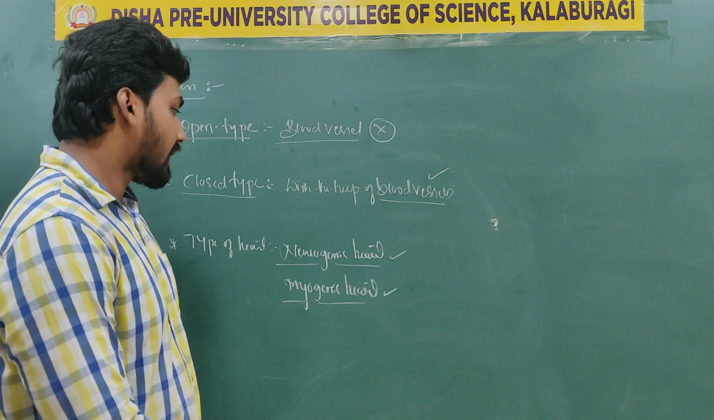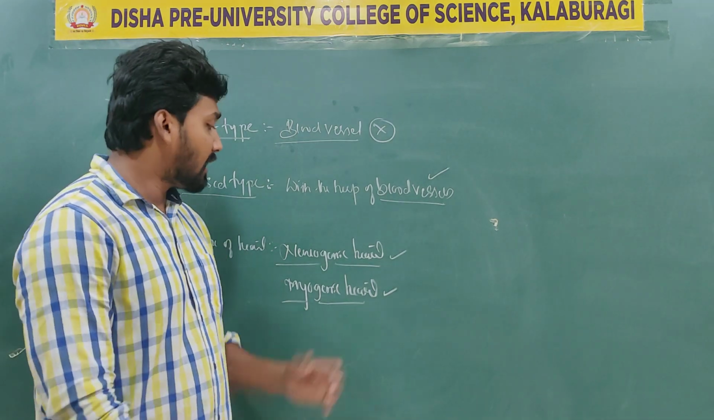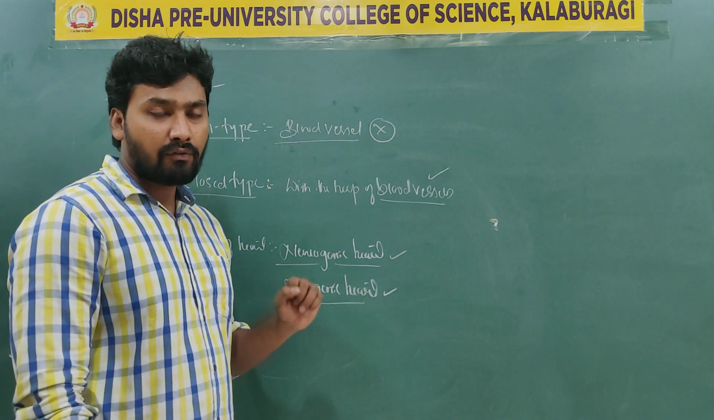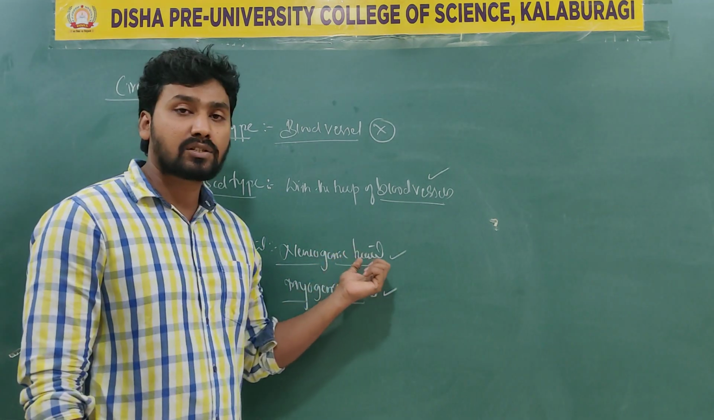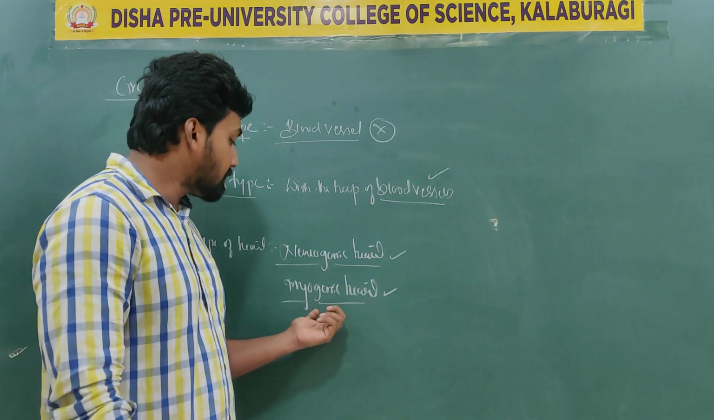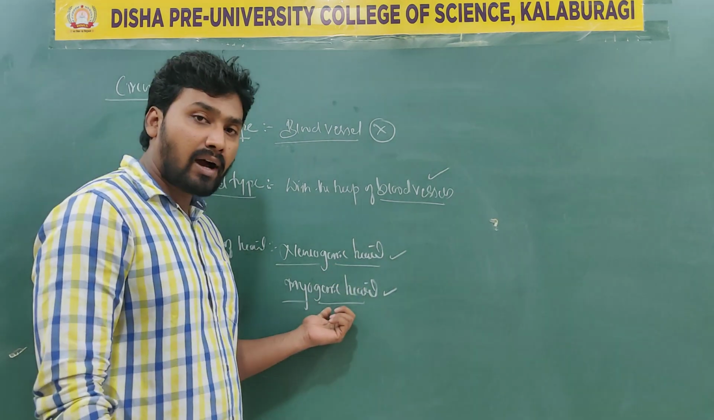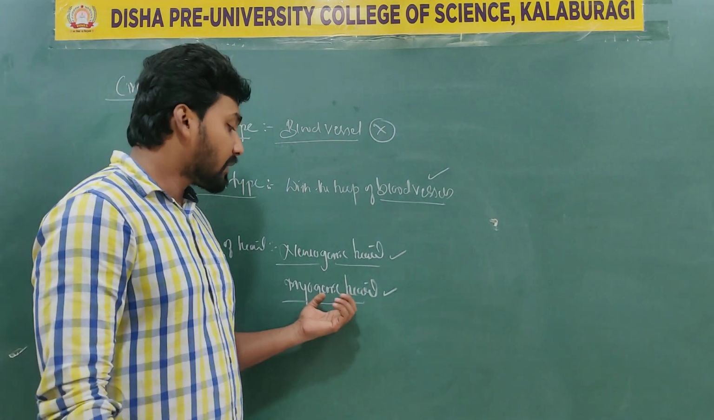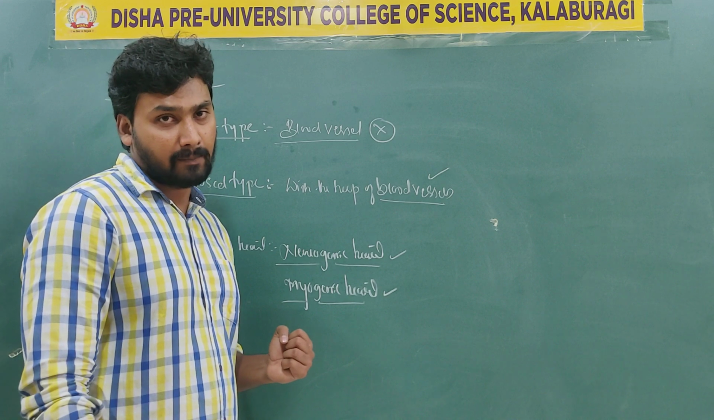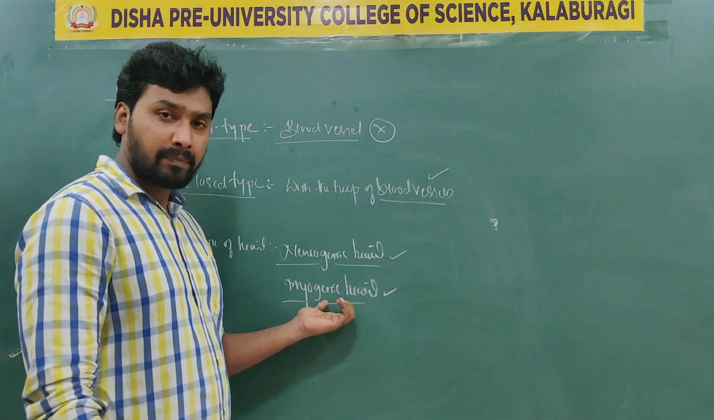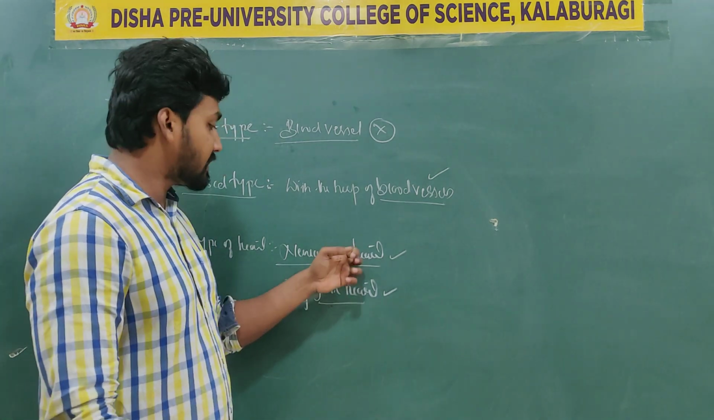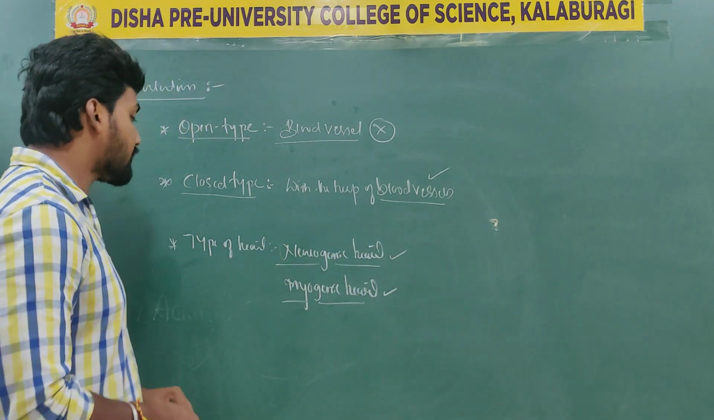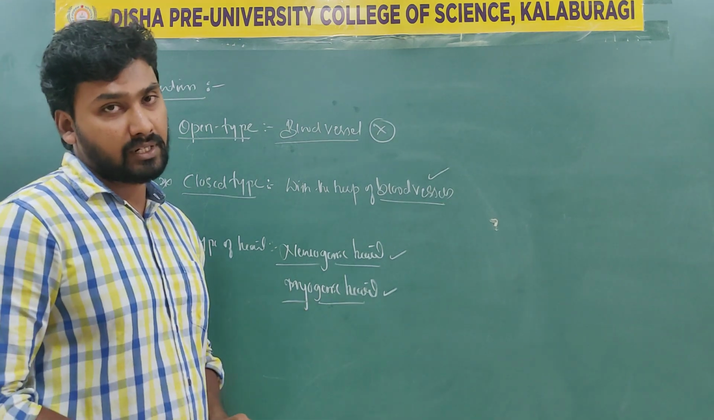Neurogenic heart is a kind of heart in which the nerve cells initiate the contraction and relaxation of the heart. Whereas myogenic heart is the kind of heart in which the muscle fibers act for the contraction as well as relaxation of the heart. The impulse is generated by muscle fiber here, whereas there the impulse is generated by nerve cells. So that is the main difference between neurogenic and myogenic heart.